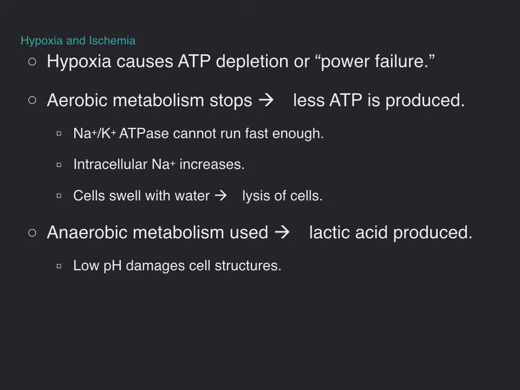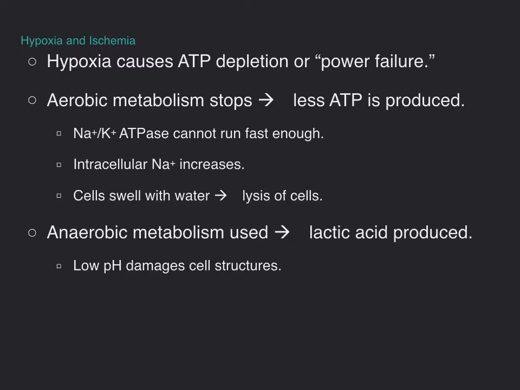This chapter is going to talk about disorders of brain function. So some of the major things that we look at is how hypoxia and ischemia affects brain function. Hypoxia causes ATP depletion, or basically a power failure.